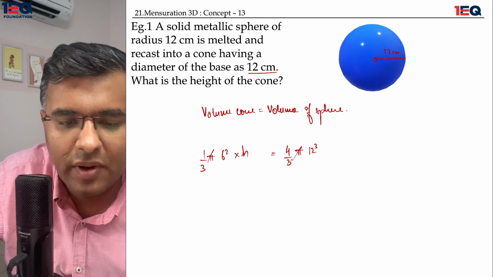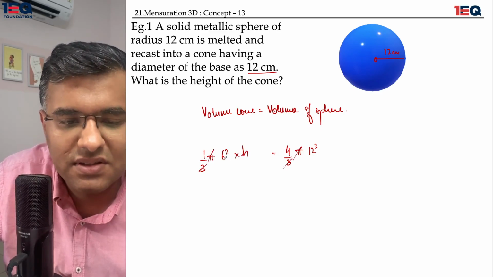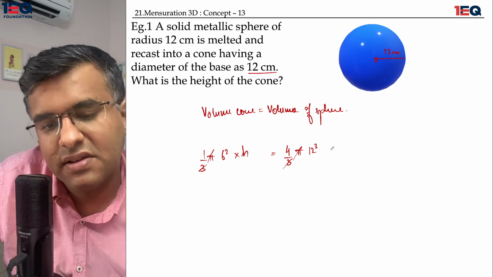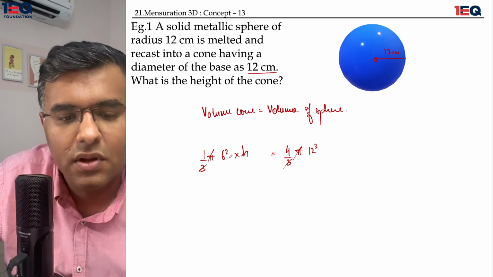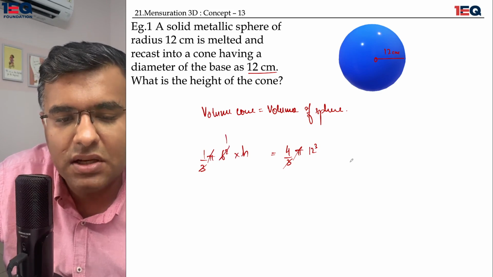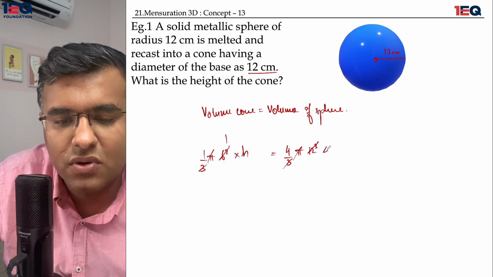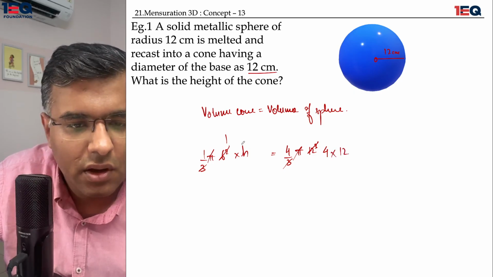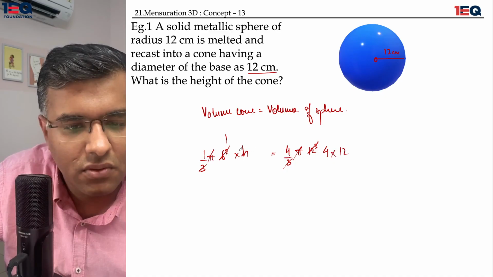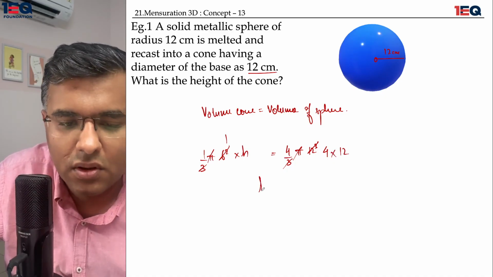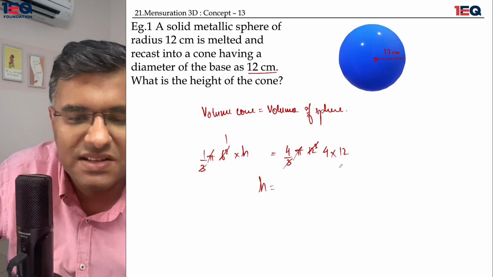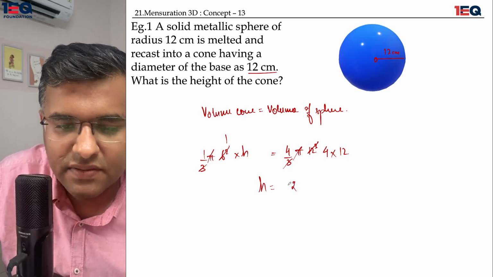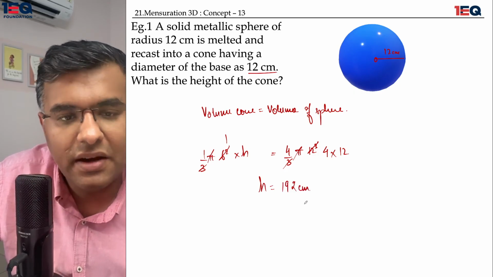I'll quickly do my easy calculations. This is 36 and this is 144 into 12. So 36 ones are 36, 4s are 144 into 12. I hope this is not a tough call for you to understand what I'm talking about. I have the height being equal to 16 into 12. So 16 2s are 32, 16 1s are 16, so it would be 192 centimeters.